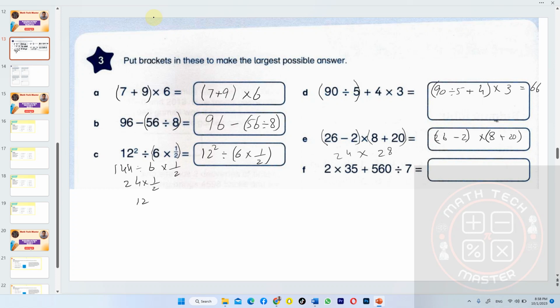In the last part, remember one thing, that the longer the divisor, the shorter the answer. So in this case, we can keep the second part as it is, or we can multiply or add the numbers first and then multiply them: 2 multiplied by 35 plus 560. So can't we multiply them all and then divide by 7? It will give us a bigger number.